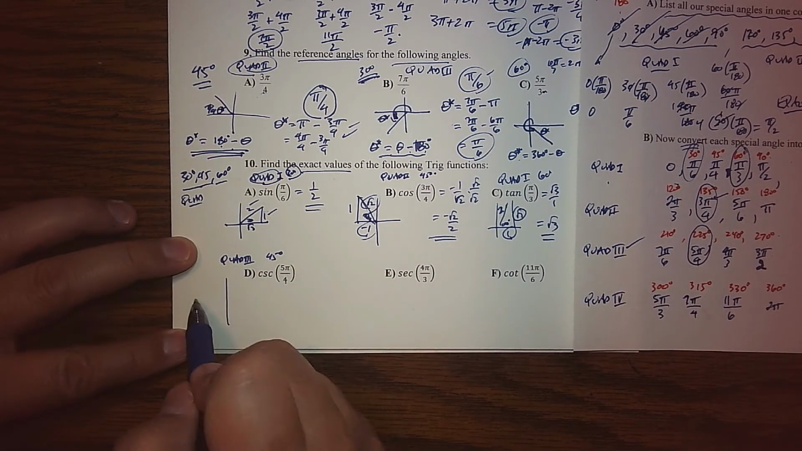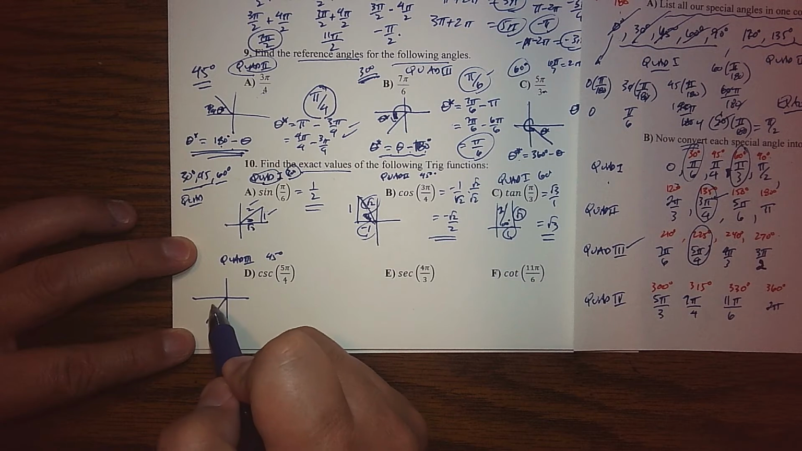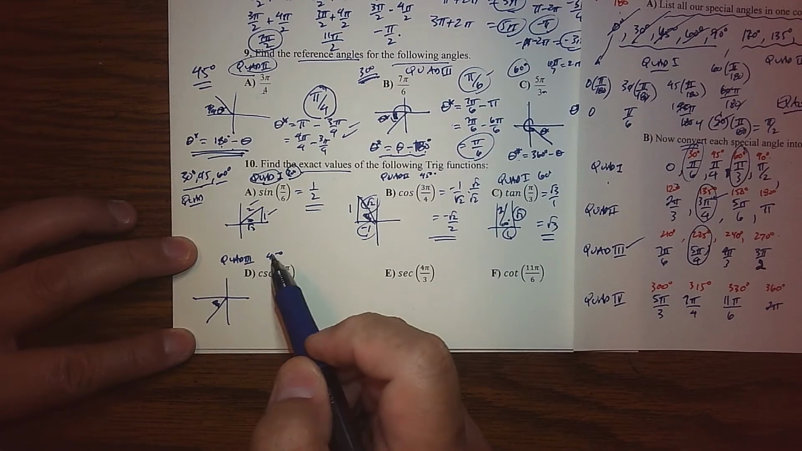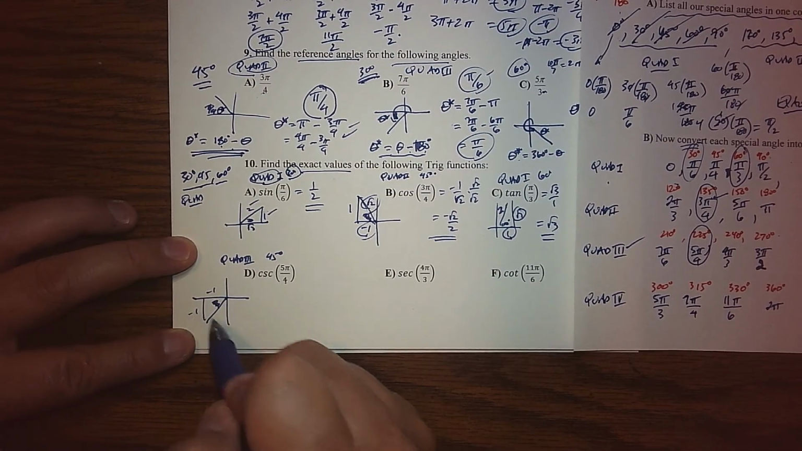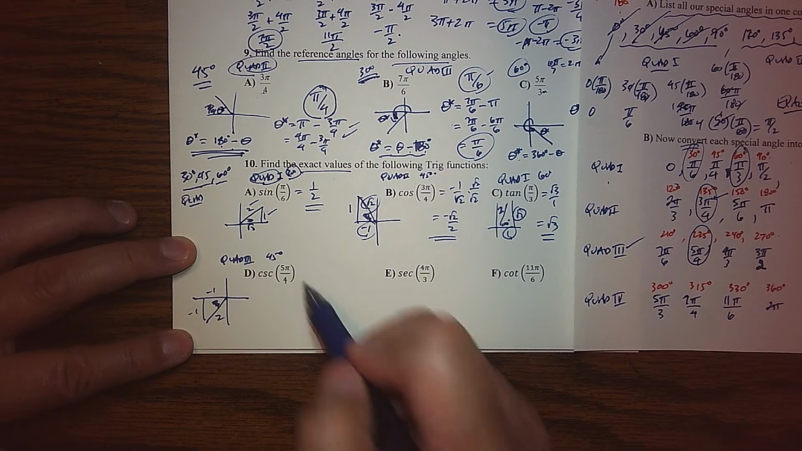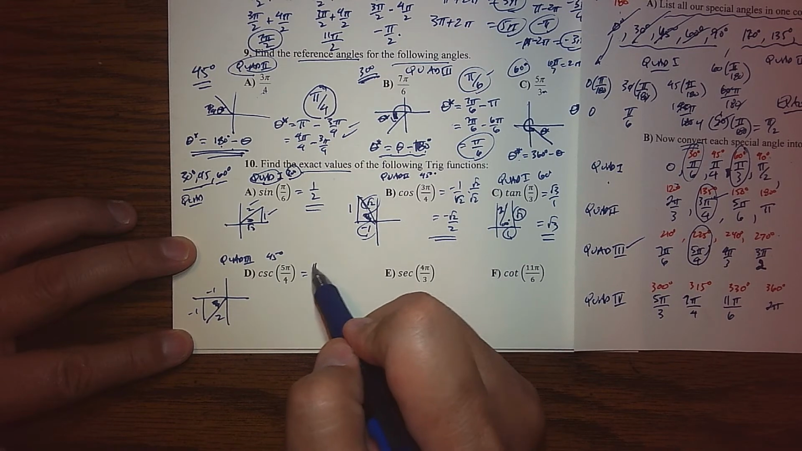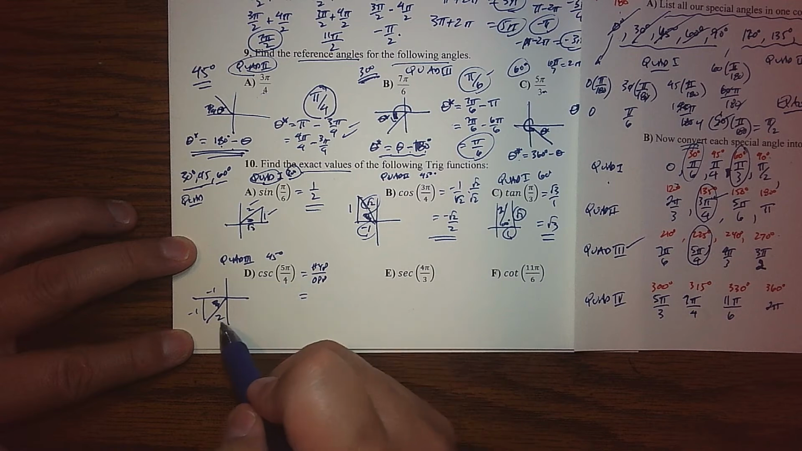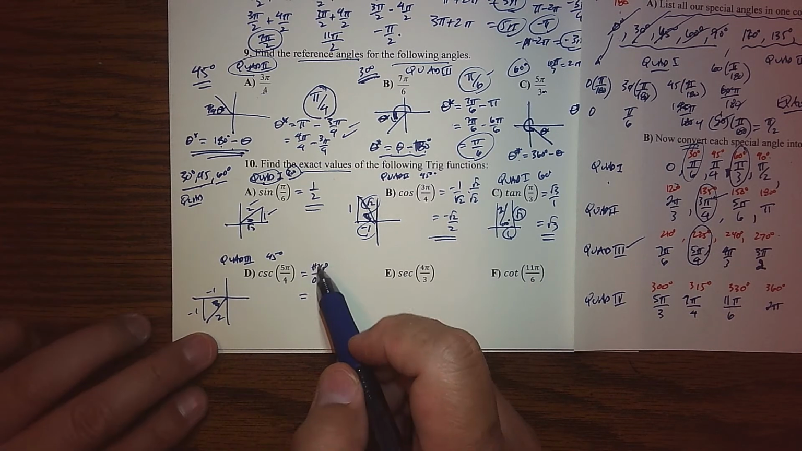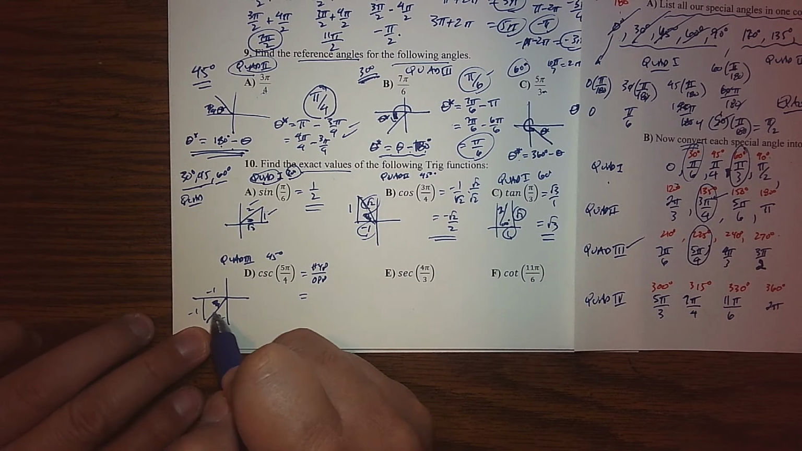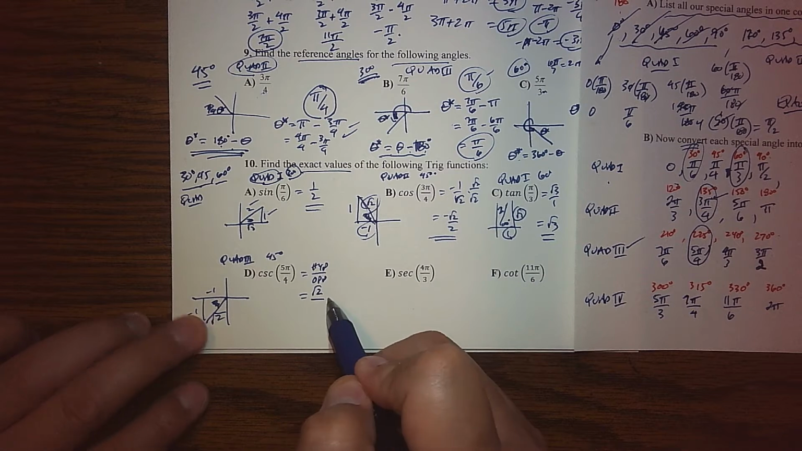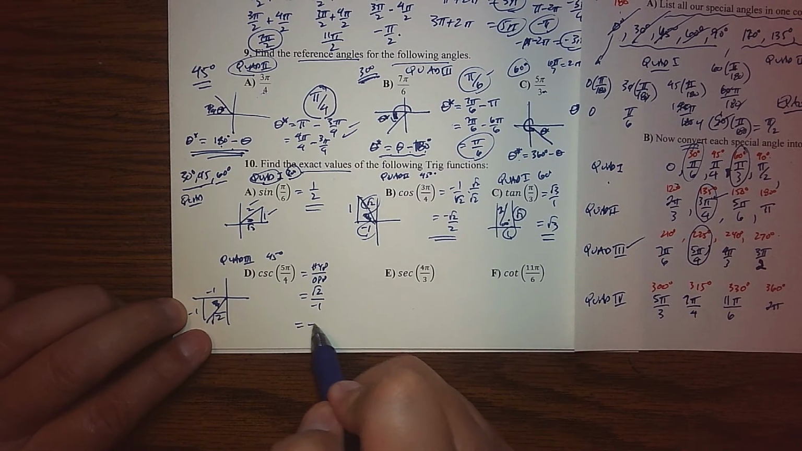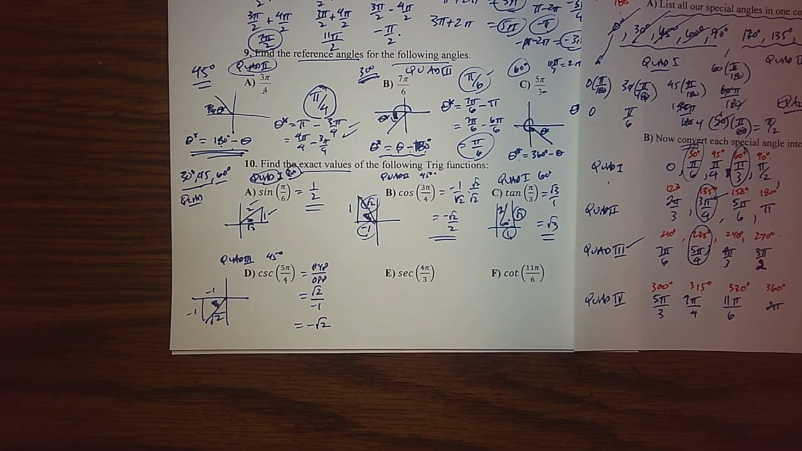So what does my picture look like in quad 3? There's my pi over 4 reference angle. That's -1, that's -1, and that's square root of 2. So cosecant, right, that's basically my hypotenuse over my opposite. So for this picture, my hypotenuse is, oops, that should be a square root of 2, you guys. That is square root of 2, and my opposite is -1. So we get negative square root of 2 for our cosecant of 5 pi over 4.